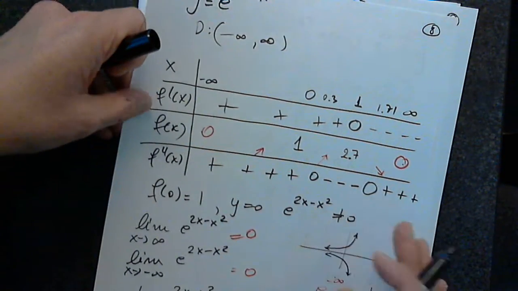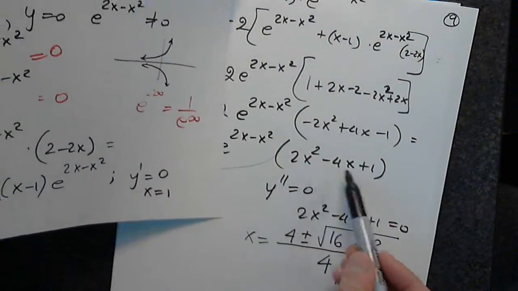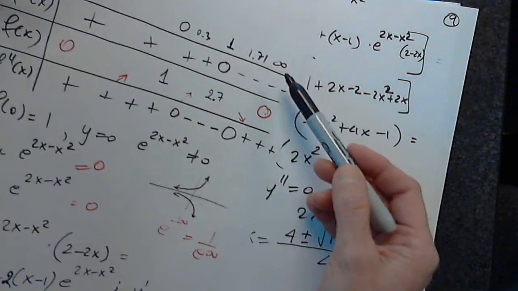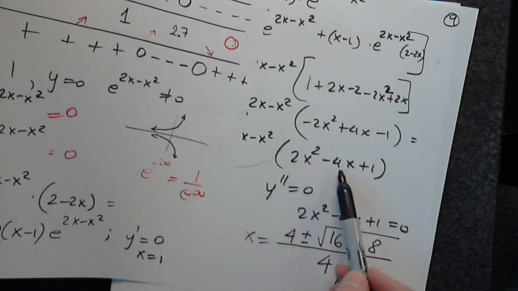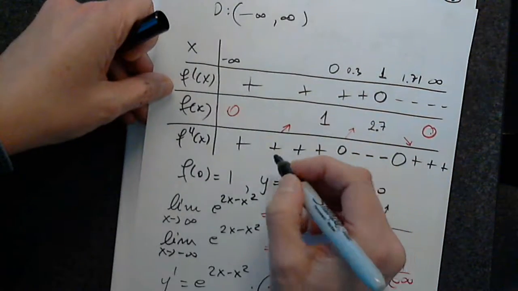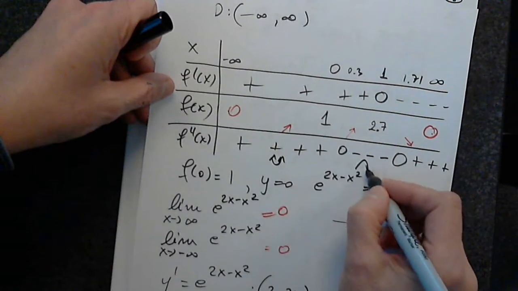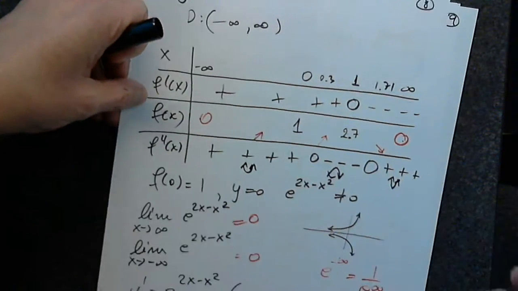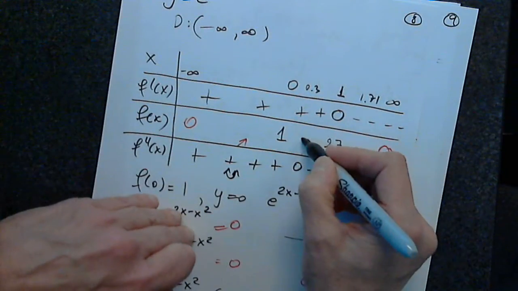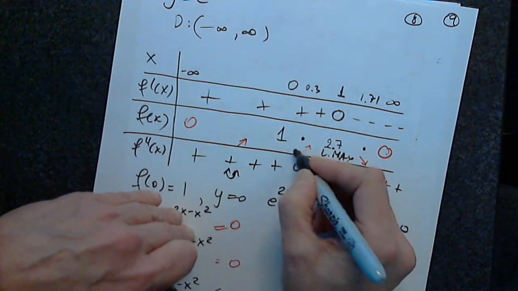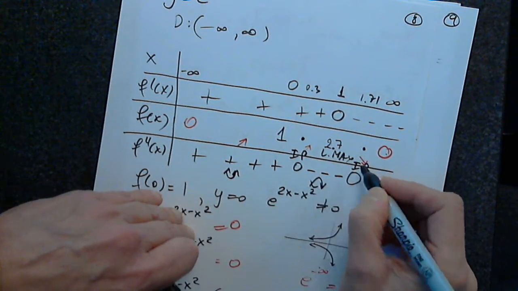How do you determine this? Just let's plug in 0. When I plug in 0 it is positive. Let's plug in 10. When I plug in 10 it is positive. When I plug in 1, 2 minus 4 plus 1 is negative. So opening upward, downward, upward. So this is a local max, and I have to determine this value for inflection points.